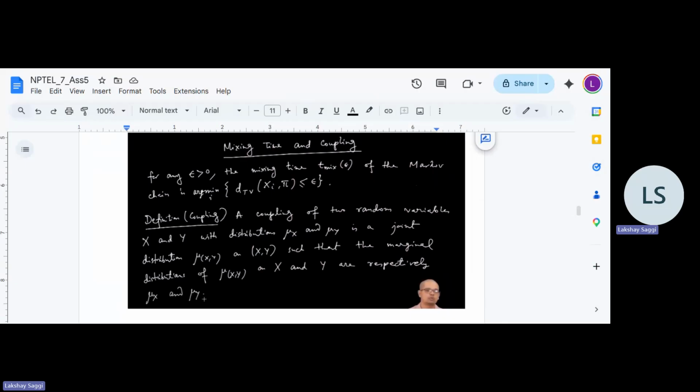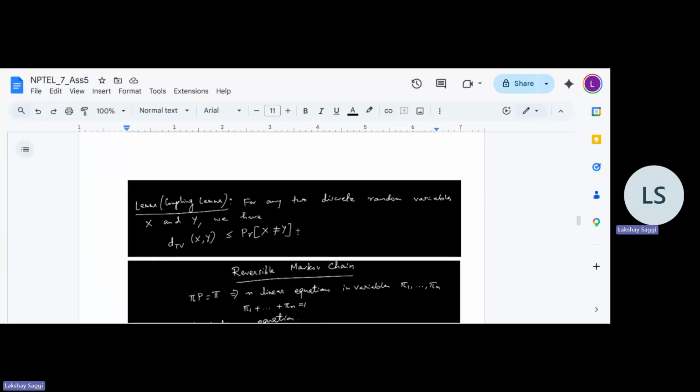So essentially, what does marginal distributions actually mean? If you consider the distribution mu of x comma y, and you fix some value of x and then sum over all possible values of y, then that sum should be equal to mu of x itself. So what it's saying is even though these x and y are coupled, they also retain their original distributions mu x and mu y in some sense. That is called coupling.